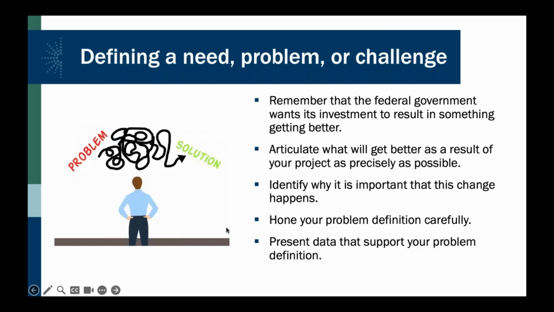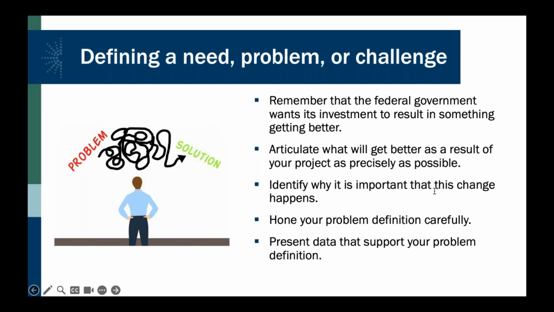One of the prompts in the project justification section of the narrative is the identification of the need, problem, or challenge your project addresses. It is foundational in your application, so keep these points in mind. The federal government wants its investment to result in something getting better. As you define your need, problem, or challenge, articulate what will get better as a result of your project as precisely as possible. Will your museum be able to expand their services as a result of additional staff?